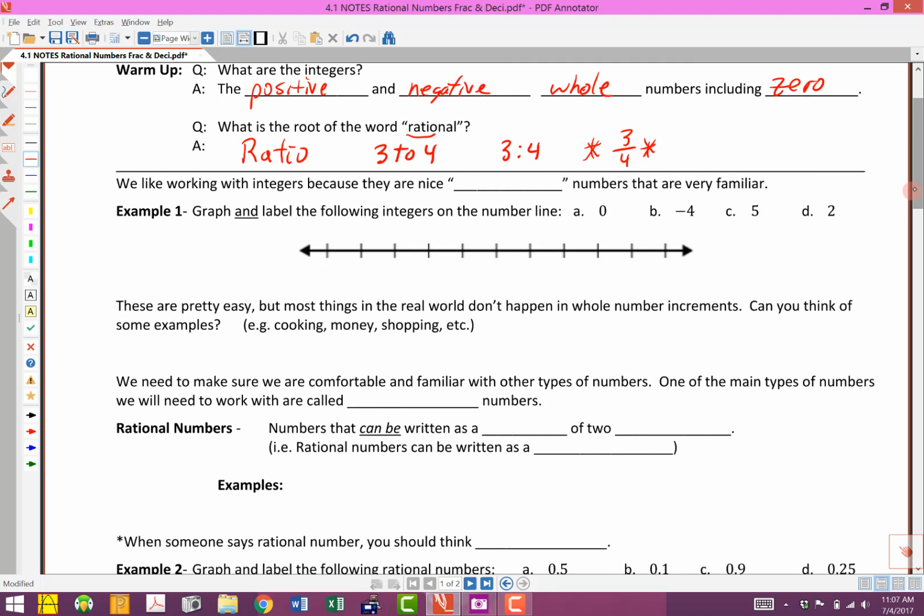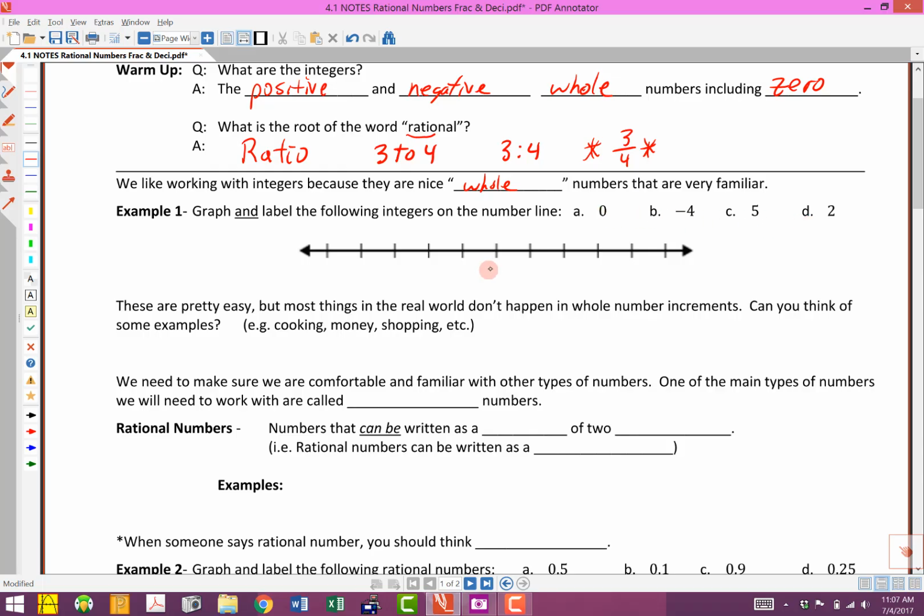So one of the reasons why we like integers is because they are nice whole numbers. And they're really familiar. We've been working with these for a while. Even the negative ones, they're not too bad to work with. So what I want to start with here is just an easy little example. Graph and label the following integers on the number line. And I've got these integers right here.